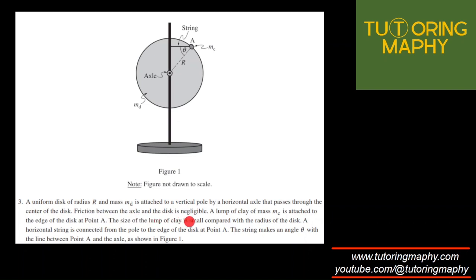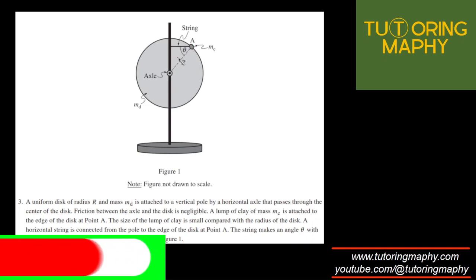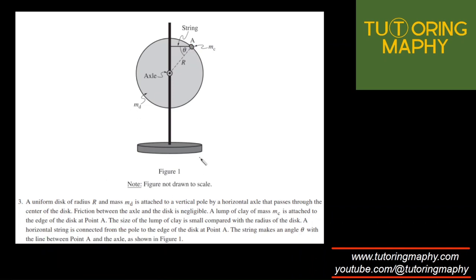Friction between the axle and the disc is negligible, and a lump of clay of mass m sub c is attached to the edge of the disc at point A. The size of the lump of clay is small compared with the radius of the disc, so it can be considered a point mass. A horizontal string is connected from the pole to the edge of the disc at point A. So this is the string. The string makes an angle of theta with the line between point A and the axle, as shown over here.